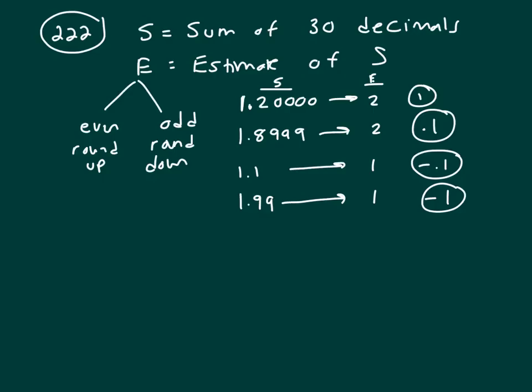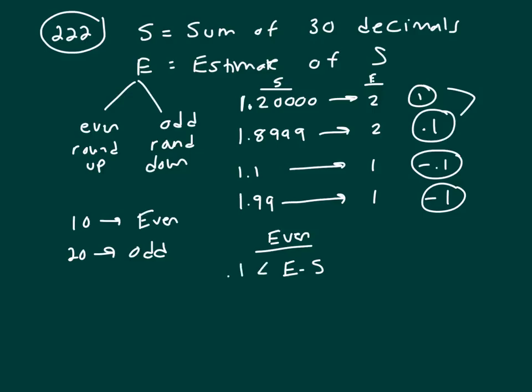Now it says 1/3 of the decimals in T have a tenths digit that's even. So 10 of them have an even digit. And since we only had a list of 30, that means 20 have an odd. Okay, so let's look at our even case. That was the first one we did. That means E minus S was in between these two numbers here, 0.1 and 1. And let's multiply that by 10 because we have 10 of them. So that's going to be 1 is less than E minus S is less than 10.